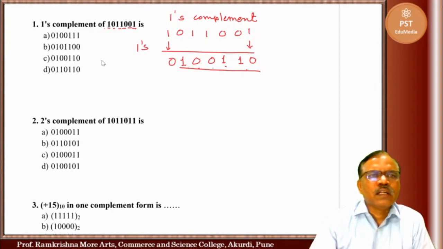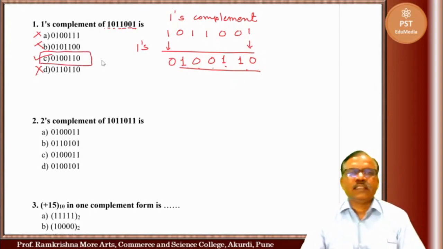So this option is not correct. This is also not correct. This one is correct. This is not correct. So the answer is C.